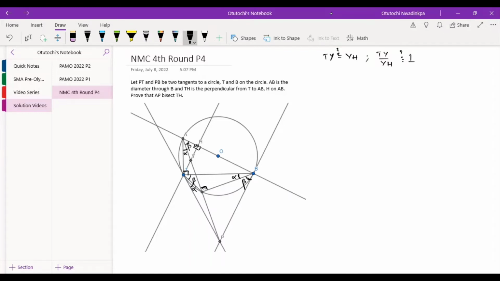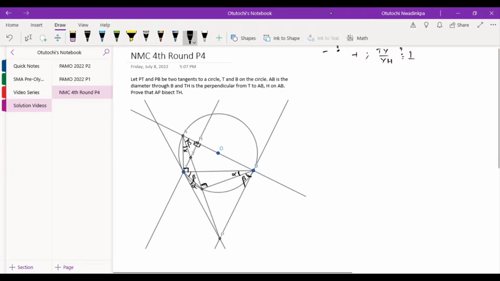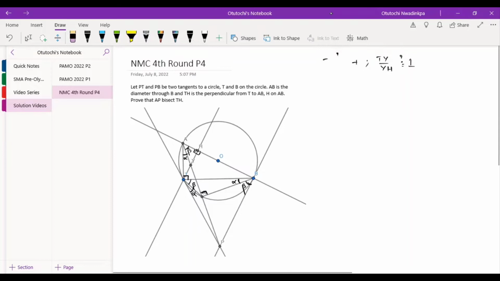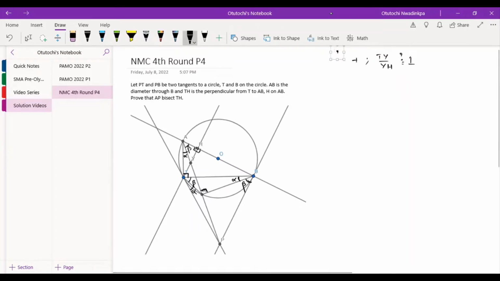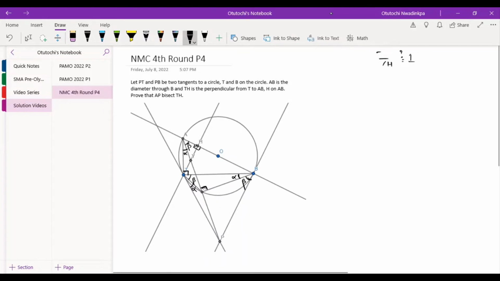Right, so I think that's the basic angle chasing we can do. But let's focus on what we actually want to show. I want to show that TY over YH is equal to 1. That's what we want to show. Right, so let's think about how we want to do that.